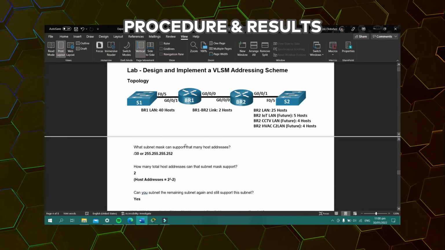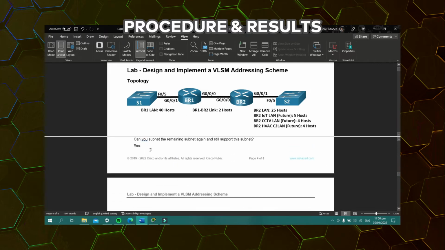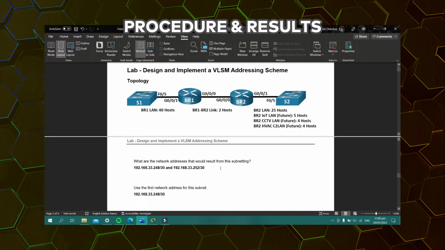So next, what subnet mask can support that many host addresses? /30. How many total host addresses can that subnet mask support? So the host bits is 2. 2 raised to 2 minus 2 is 2. Can you subnet the remaining subnet again and still support this subnet? Yes.